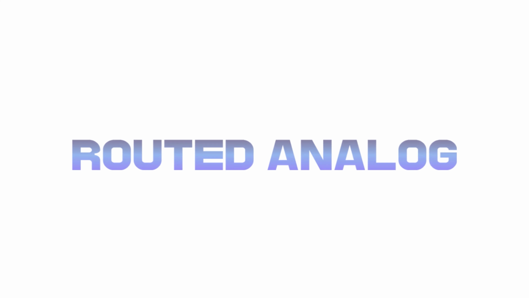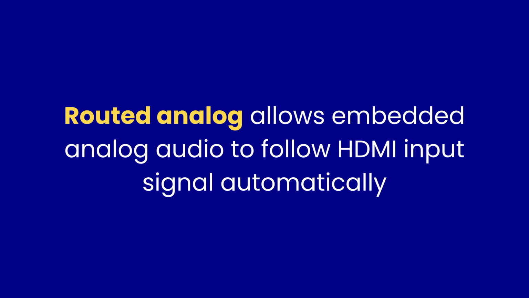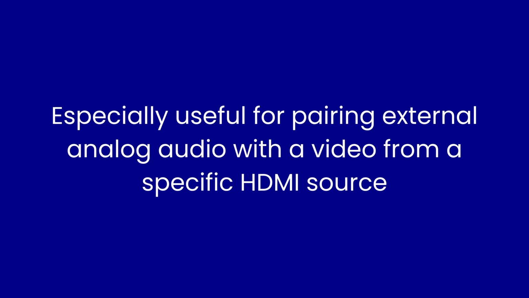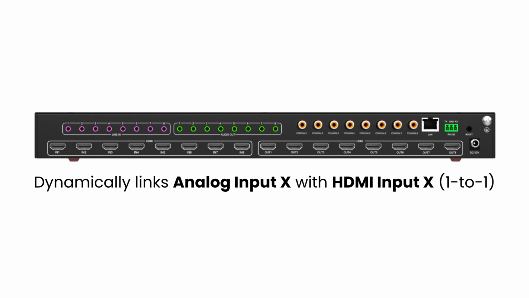Now let's take a look at routed analog. Routed analog works similarly to routed HDMI, except it allows embedded analog audio to follow the HDMI input signal automatically. It's especially useful when you want to pair external analog audio with a video from a specific HDMI source. So when routed analog is enabled, the analog input is dynamically linked to the HDMI input. What this means is that analog input 1 will be tied to HDMI input 1, analog input 2 will be tied to HDMI input 2, analog input 3 will be tied to HDMI in 3, and so on and so forth.